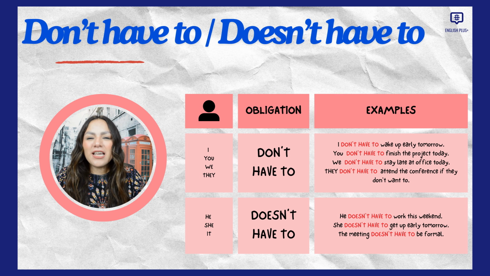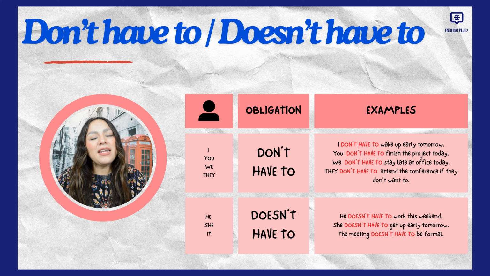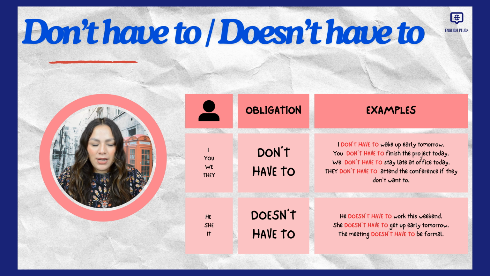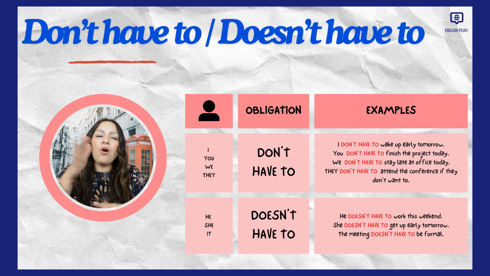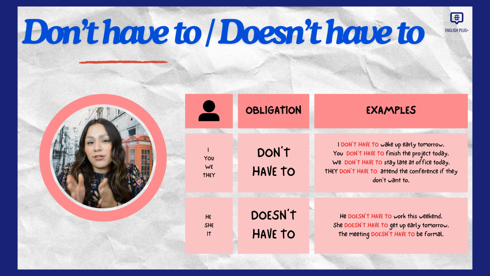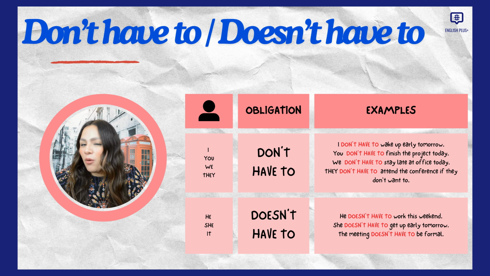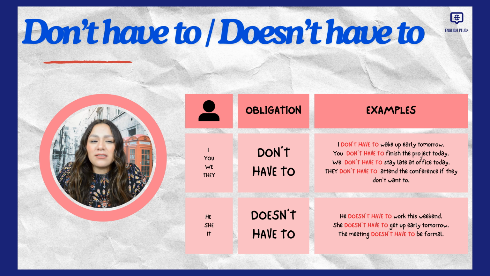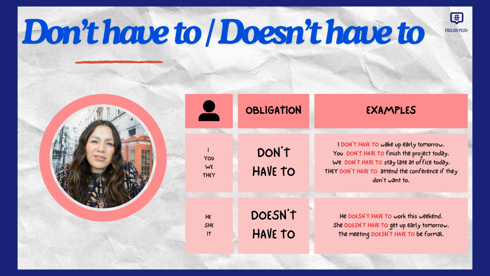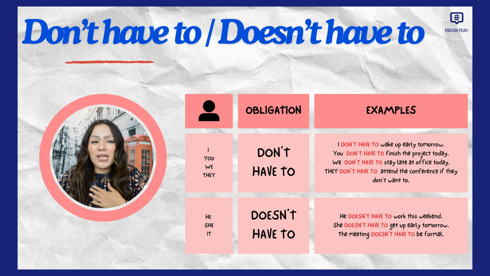Now, let's check some examples in the negative form. If you pay attention, don't have to or doesn't have to is going to express a non-obligation. That means that if I do the action or if I don't do the action, it was not necessary. Why? Because it was not my obligation.